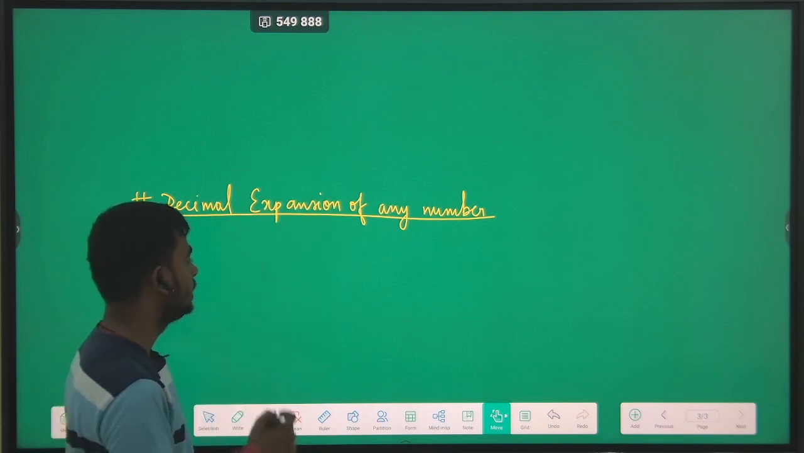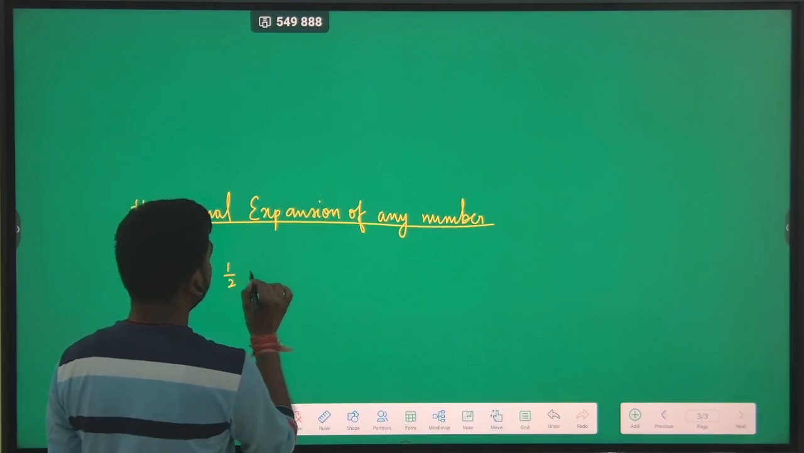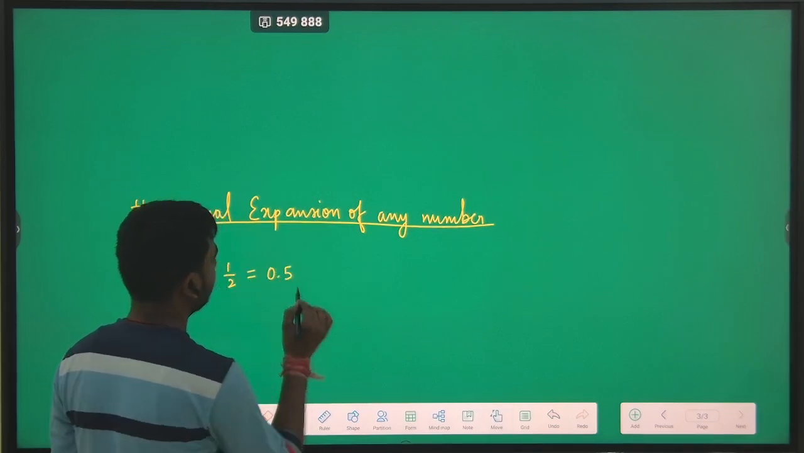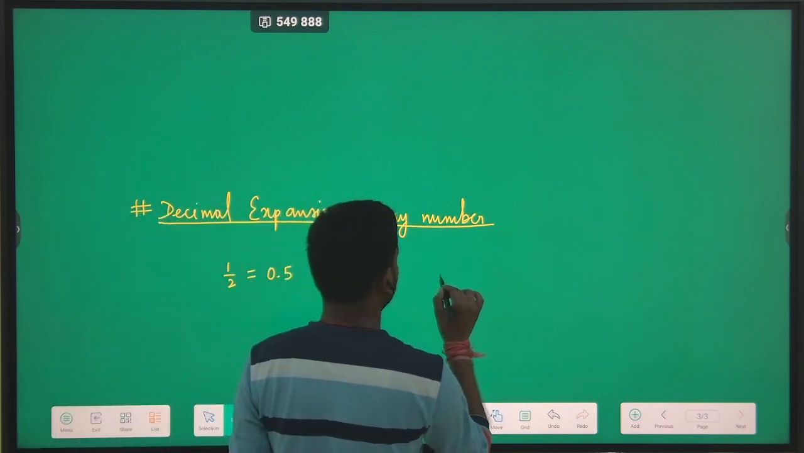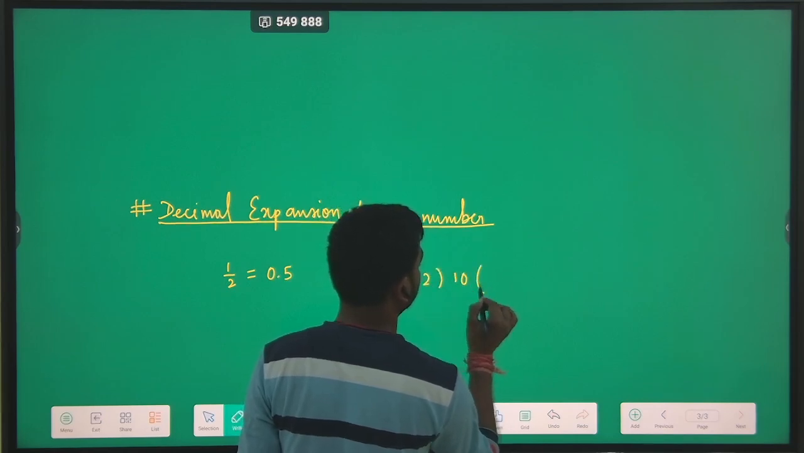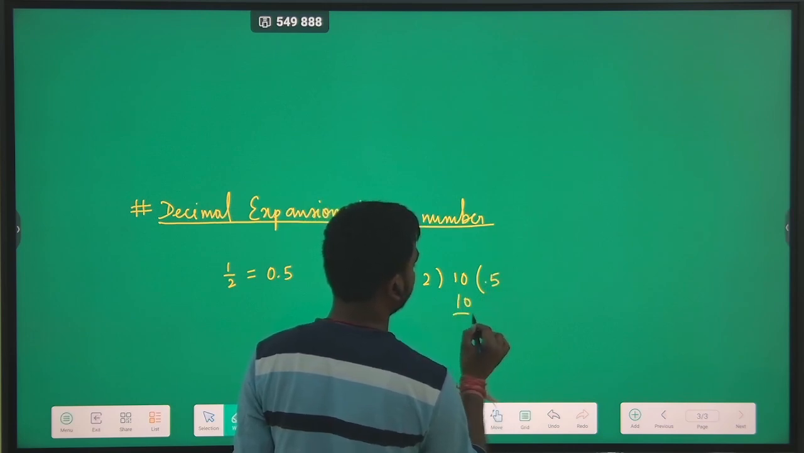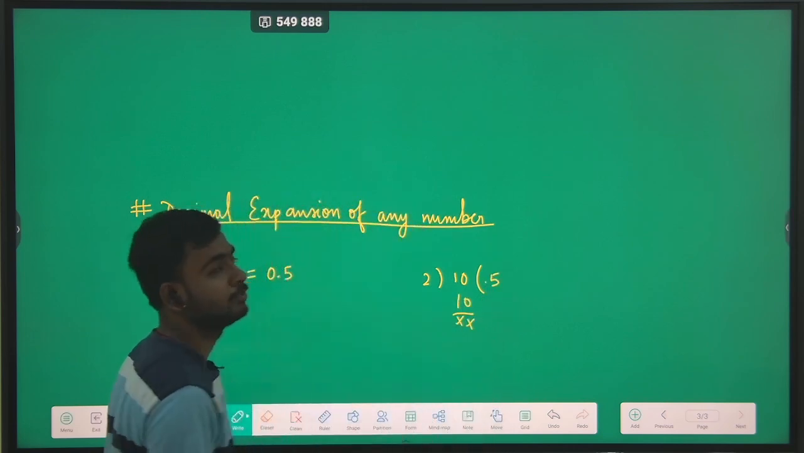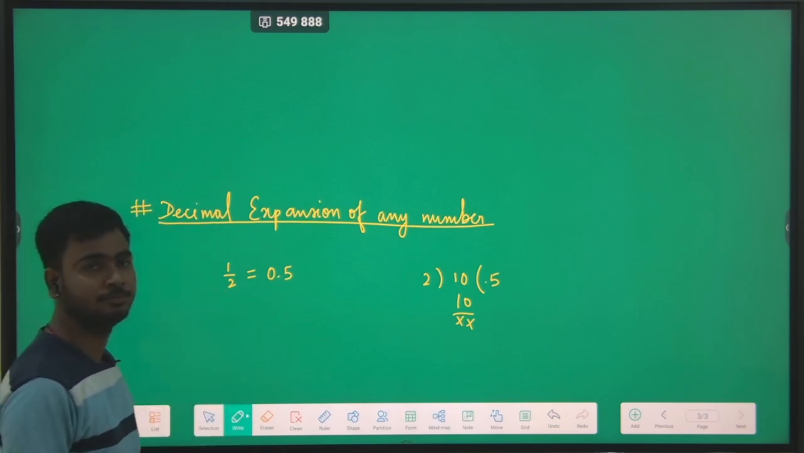Let us suppose that 1 by 2 is our number. So the value of 1 by 2 will be 0.5. When 1 is divided by 2, what do we get? We insert a 0 and a point here. Multiplying by 5, we get 10. So the value will be 0.5. So this is a decimal representation of a number.